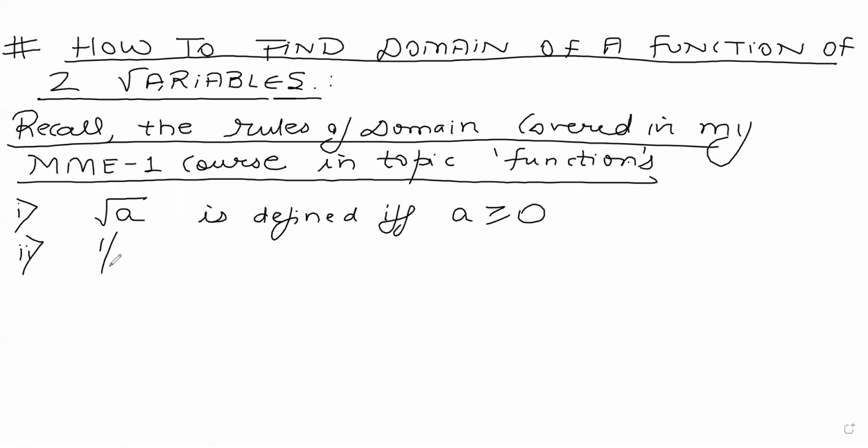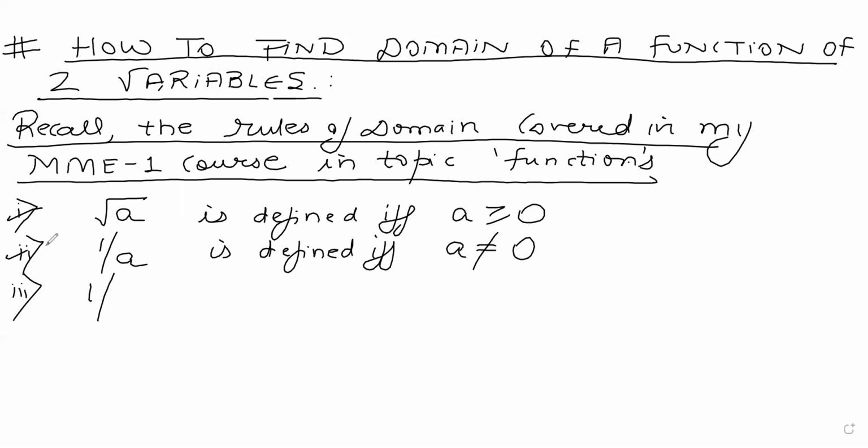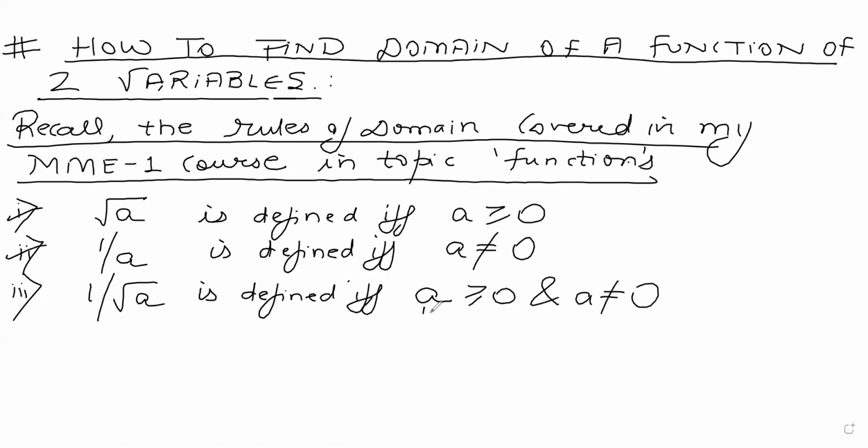Similarly, the second rule, the reciprocal function 1 upon A is defined if and only if the denominator is not equal to 0. Third rule which we had done was if I combine 1 and 2, 1 upon square root of A. Now this is defined if and only if A is greater than or equal to 0 and A is not equal to 0. Together I can say A is strictly greater than 0.